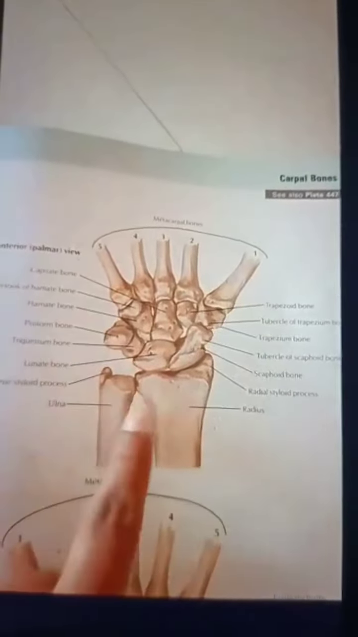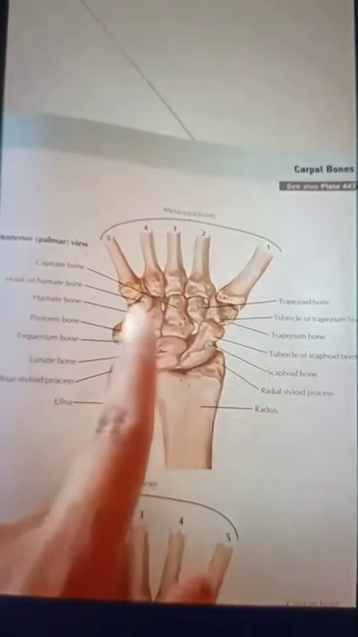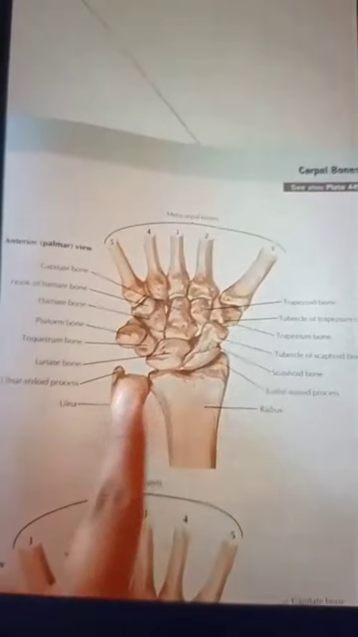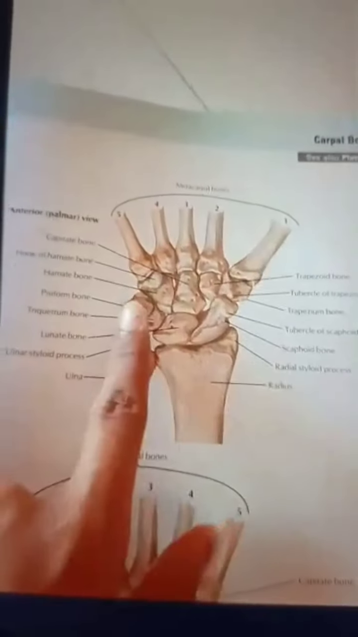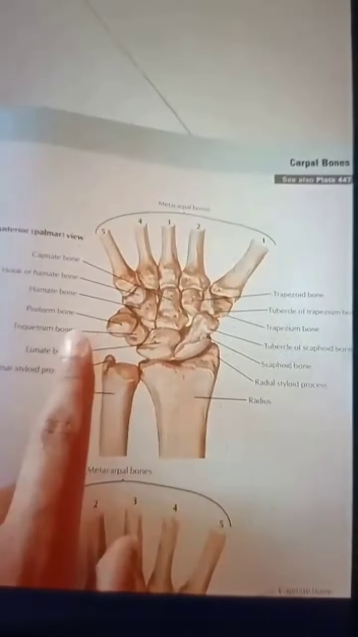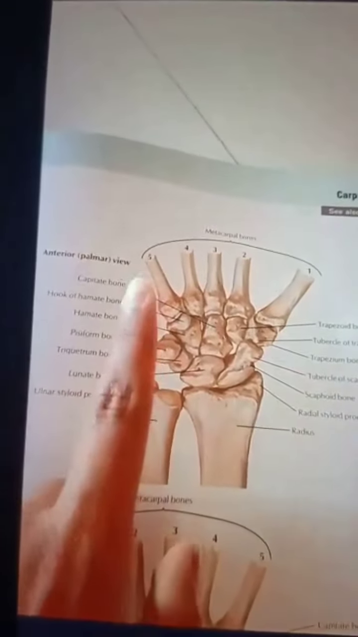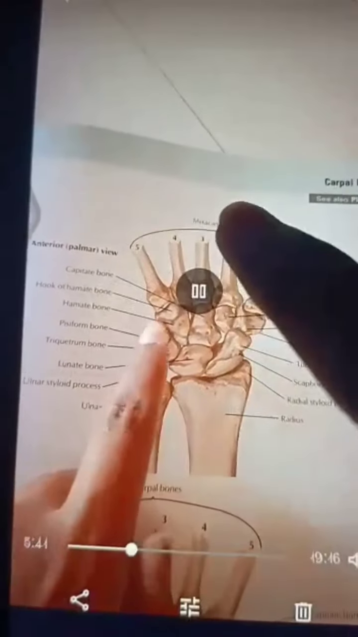And the smallest one is the pisiform bone, and it's a sesamoid bone formed in the flexor carpi ulnaris tendon, because this is ulnar. So the flexor carpi ulnaris muscle and its tendon also pass here. So it forms a sesamoid bone, the pisiform bone. It's the last bone to ossify, and it ossifies in the 12th year.